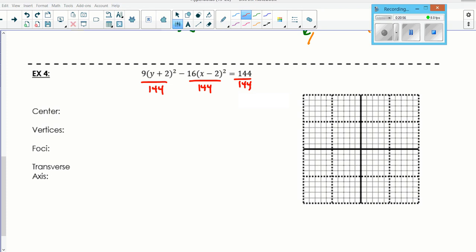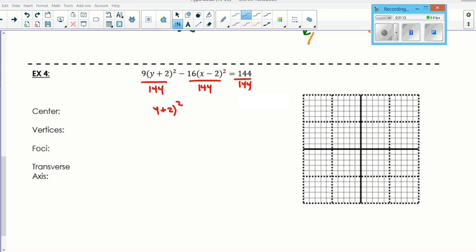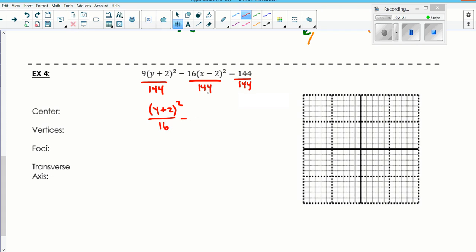I would give you much more reasonable numbers on homework and tests, guys, because again, without a calculator. So I'll tell you, when you divide 9 and 144, you get 16. So that means that this will be y plus 2 squared over 16. This will be at 16 and 144, it's going to be a 9. So it'll be minus x minus 2 squared over 9 equals 1. Okay, so at this point, I would try to pause it and do it on your own.